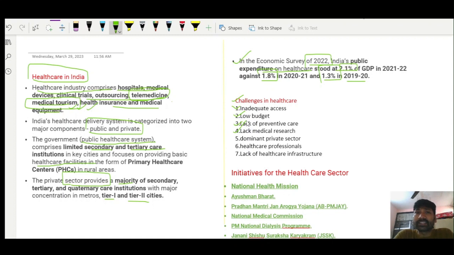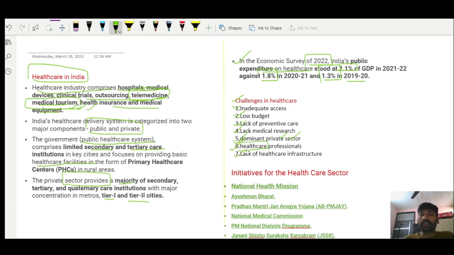Yes, in fact, ICMR is engaged in medical research in India, but private institutions should also be made part of India's medical research architecture. And the dominance of the private sector increases the out-of-pocket expenditure of people and makes healthcare less affordable and less accessible. Right, now, healthcare professionals: there's a huge vacancy of doctors and healthcare professionals in the public sector hospitals. So therefore, it is a major challenge providing universal healthcare for the people.